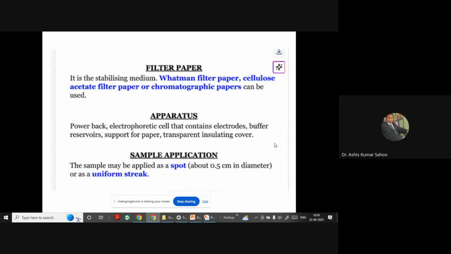Filter paper is the stabilizing medium. We can use Whatman filter paper, cellulose acetate paper, or chromatography paper. The apparatus includes a power supply, an electrophoretic cell that contains electrodes, buffer reservoirs, support for the paper, and a transparent insulating cover. For sample application, the sample may be applied as a spot or a uniform band.